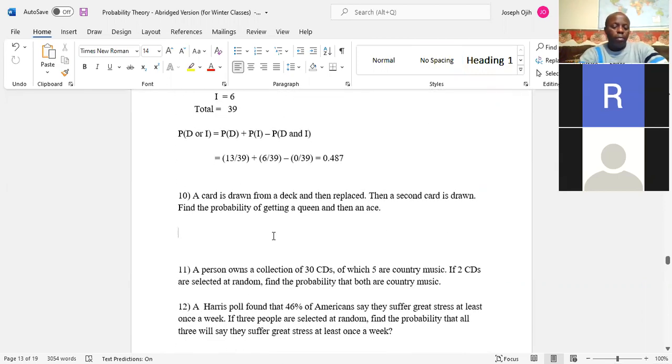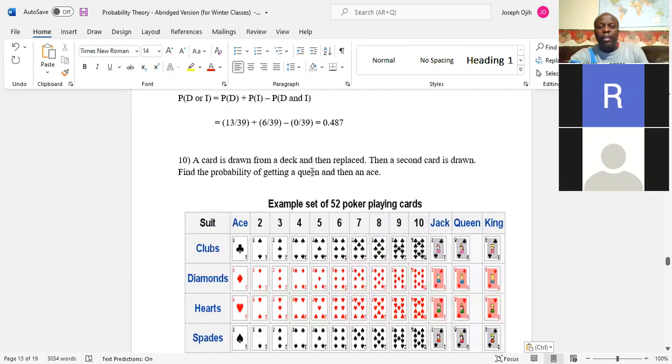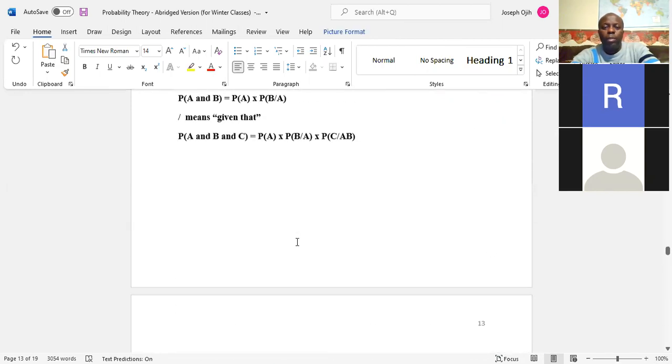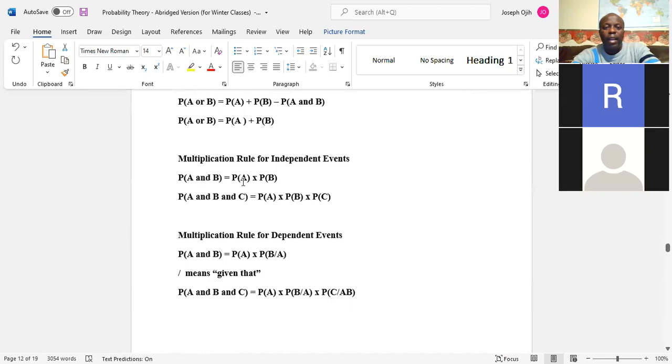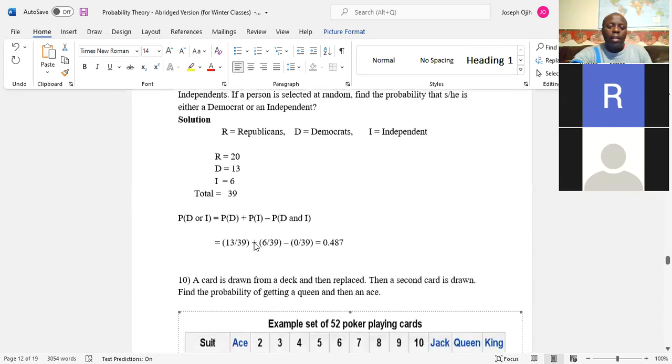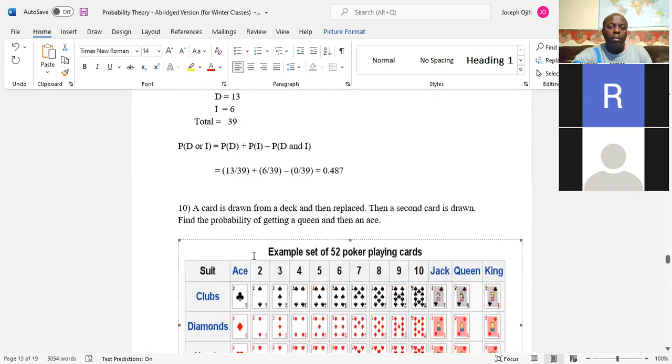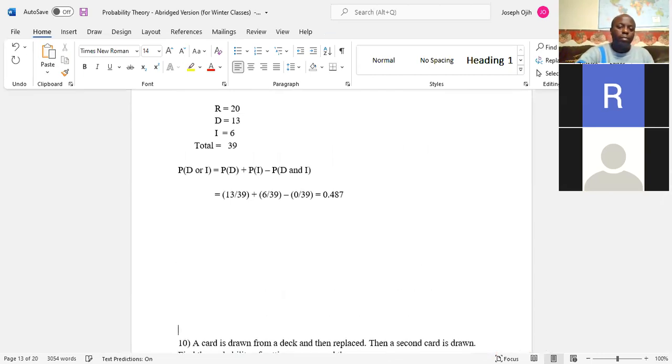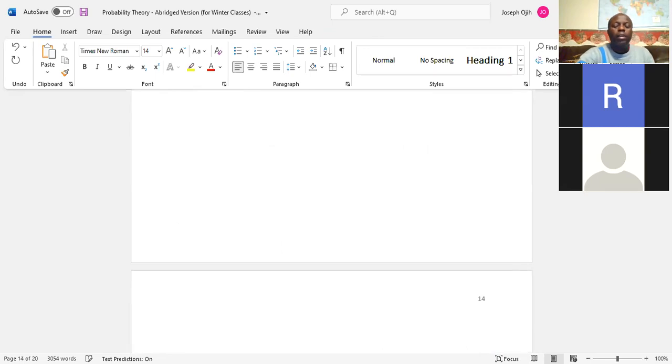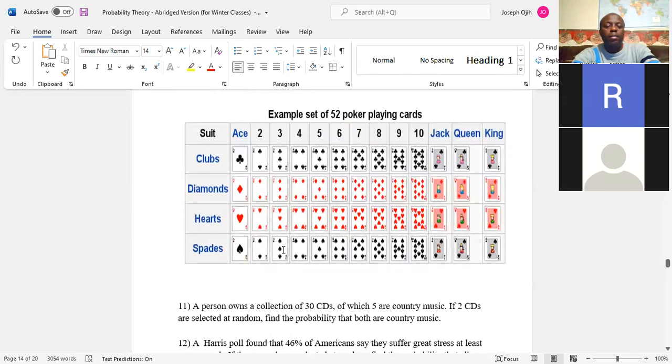So for the card, we have it here. Say a card is drawn from my deck and it's replaced. So we have 52 cards. If you remove the card and put it back, you still have 52 cards. So you say, then a second card is drawn, find the probability of getting a queen and then an ace. And means that you're going to use a multiplication rule. If you look at the multiplication rule here, this is for independent events because the card was replaced. So that means the probability of a queen and then an ace.